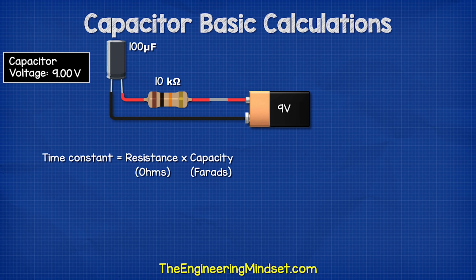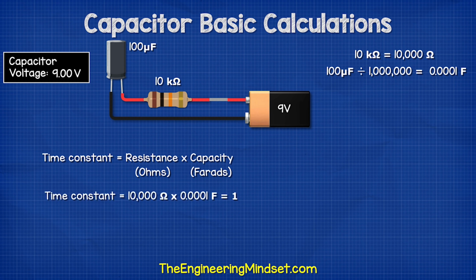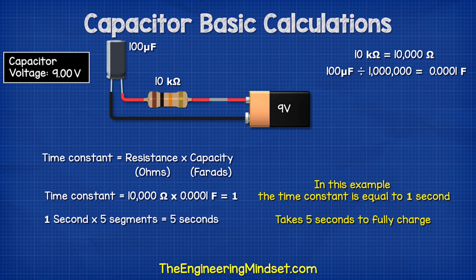Time constant in seconds equals the resistance in ohms multiplied by the capacitance in farads. So we convert our resistor to ohms and our capacitor value to farads, and we see that 10,000 ohms multiplied by 0.0001 farads equals 1. So in this example, the time constant is equal to 1 second. Therefore, 5 of these is 5 seconds, meaning it takes 5 seconds for the capacitor to fully charge to 9 volts.